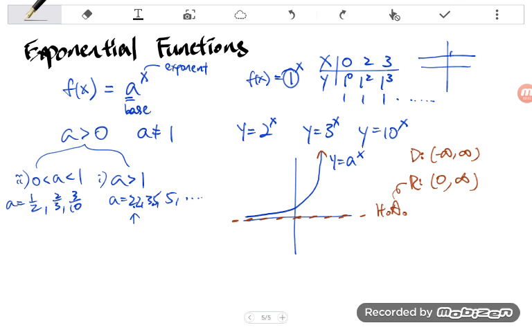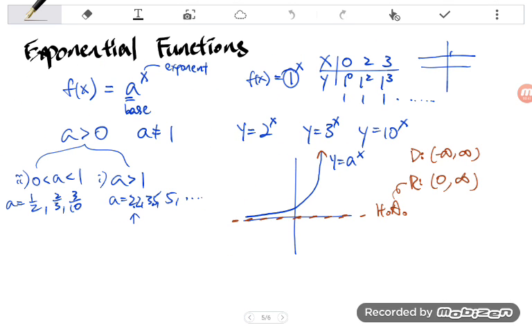Hi, in this video, we will continue to look at exponential functions, where my base, my a, is a fraction, such as half, 2/3, or 3/10. In the previous video, we already looked at the scenario where my base is a value greater than 1. But now we'll be looking at the second scenario, where my base is a fraction. So let's get started then.